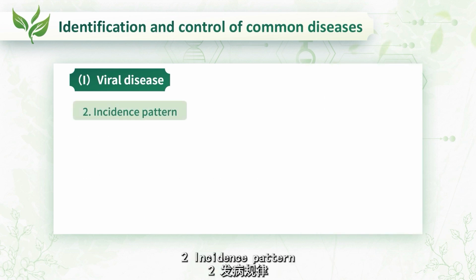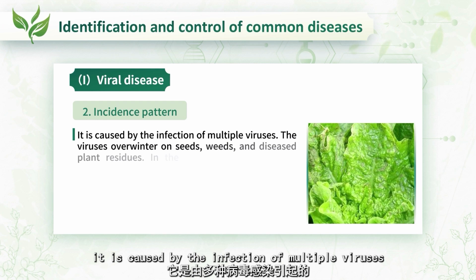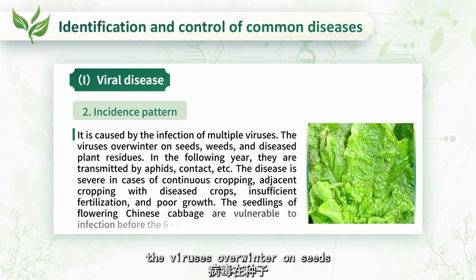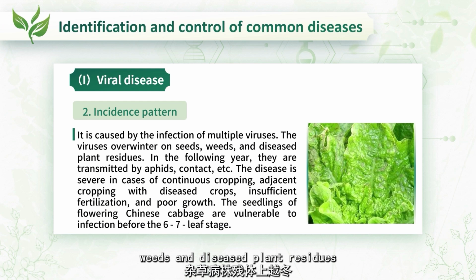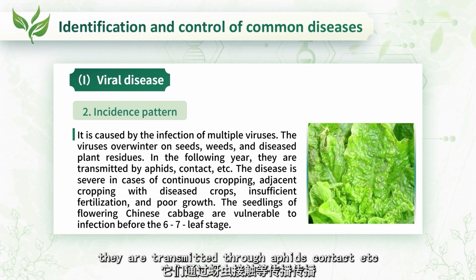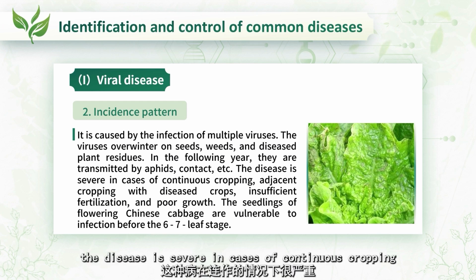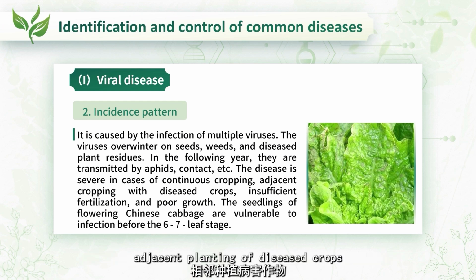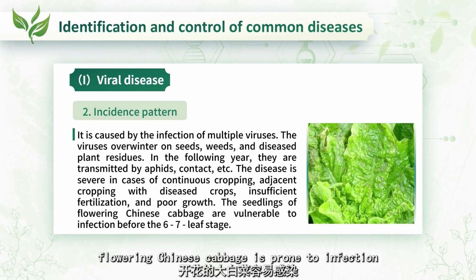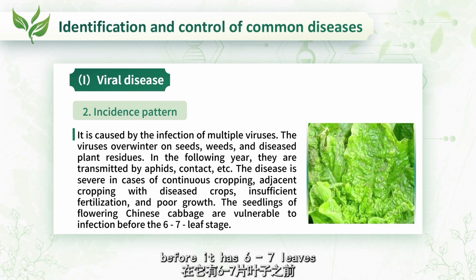2. Occurrence pattern. It is caused by the infection of multiple viruses. The viruses overwinter on seeds, weeds, and diseased plant residues. In the following year, they are transmitted through aphids, contact, etc. The disease is severe in cases of continuous cropping, adjacent planting of diseased crops, insufficient fertilizer, and poor growth. Flowering Chinese cabbage is prone to infection in the seedling stage before it has 6-7 leaves.